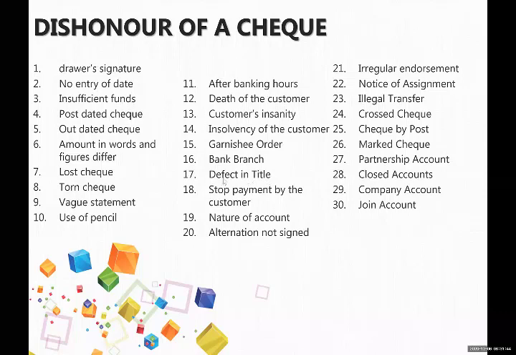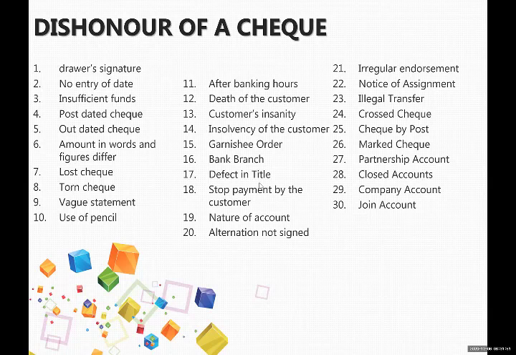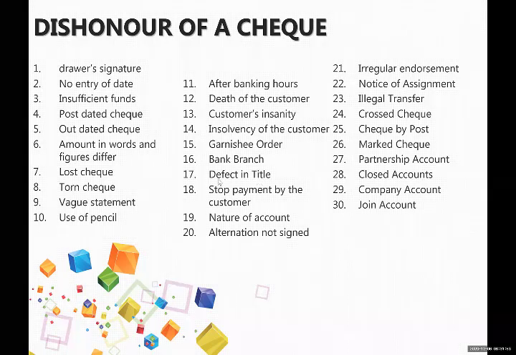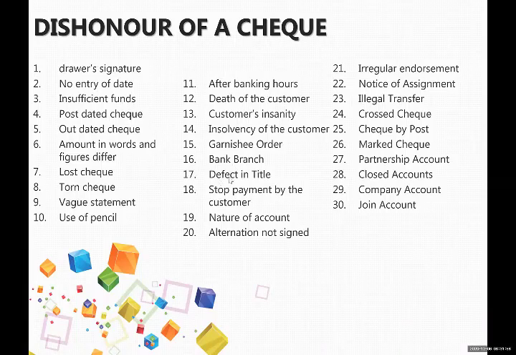Defect in title. If you have written the wrong title of account, for example, my title of account is Asma Nadeem, and you have written the wrong spelling, Asma Naeem, instead of Nadeem, the bank will refuse to make the payment even if there is a spelling mistake. So in the account title, you have to be very careful. You need to write the exact spelling.